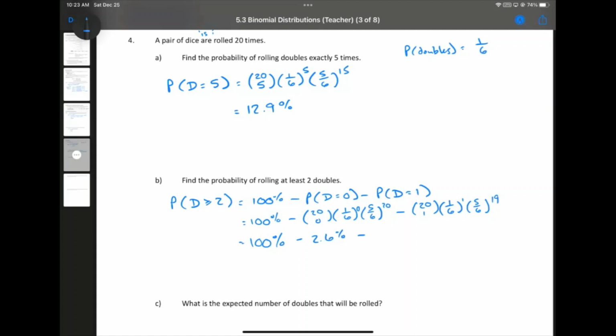I could keep more than one decimal if I wanted to, but I think that it's good enough. We don't bother with that. And then the second one, 20 choose 1 is just 20, times 5 to the exponent 19 divided by 6 to the exponent 20. And that's going to be 10.4%.